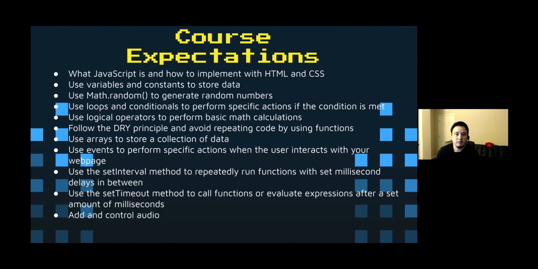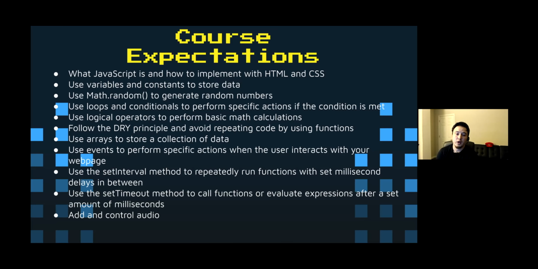So just a quick overview of the course expectations. You're going to learn about what JavaScript is, how to implement it with HTML and CSS. We're going to use variables and constants to store data. We're going to use the math.random method to generate random numbers. We're going to use loops and conditionals, logical operators. We're going to use functions.